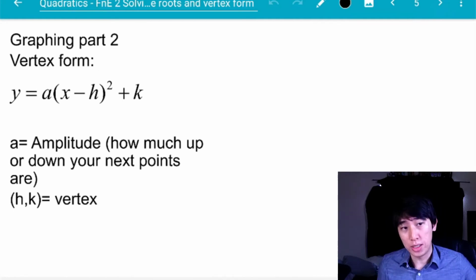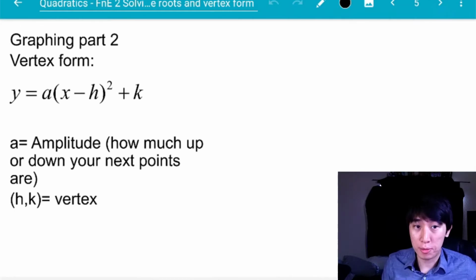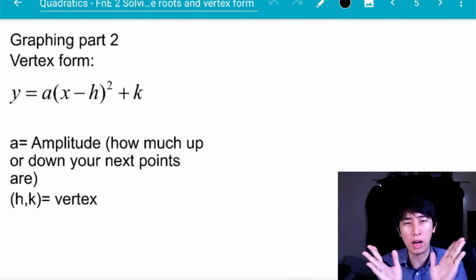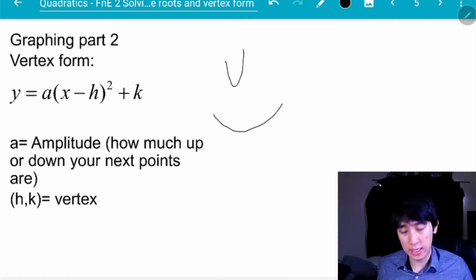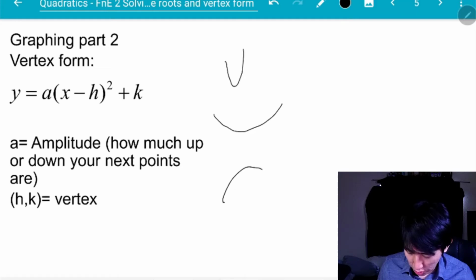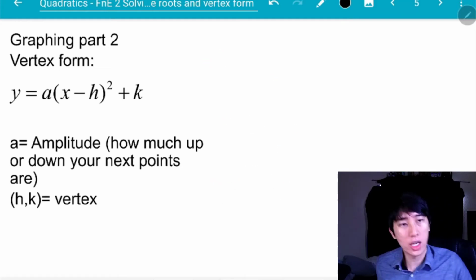A is your amplitude. Basically, what that's telling you is how much you're going to go up or down when you move 1 point to the right. It's basically telling you how skinny or how fat your parabola is going to be. So if it's a big number, it's going to be really skinny. But if it's like a fraction, it's going to be really fat. It actually also tells you whether it's facing up like a U or facing down like a rainbow. But I'll talk about that a little bit more.